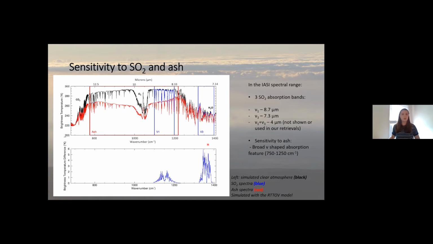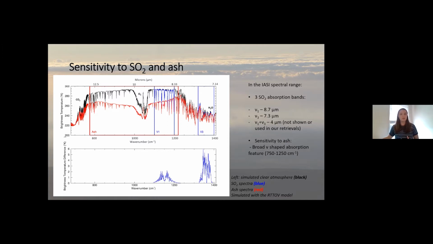So I'm going to overplot an ash spectrum, again simulated with RTTOV. And you can see that this has potential. The absorption is within the ν1 absorption band, which means there is potential that ash might affect the SO2 signal. And characteristic of the ash spectrum is that it's got this kind of V shape between 750 and 1,250 wave numbers.